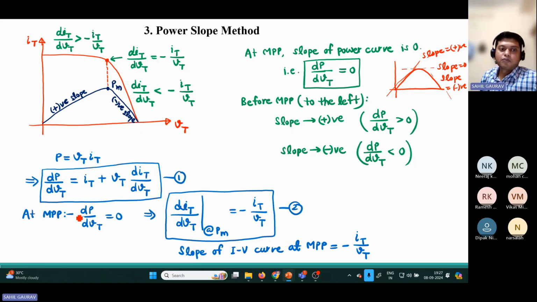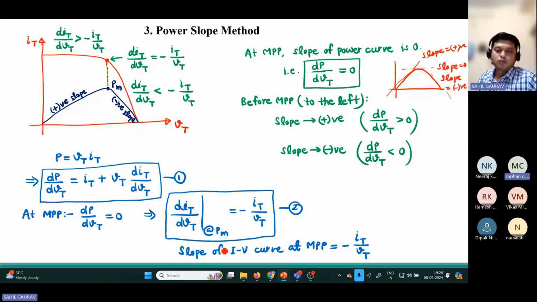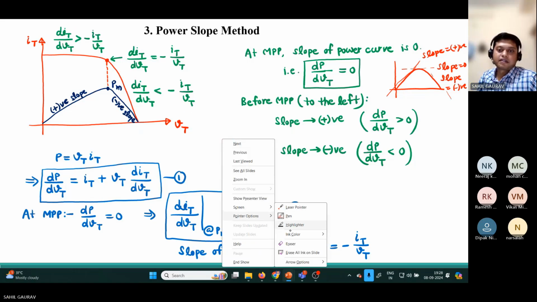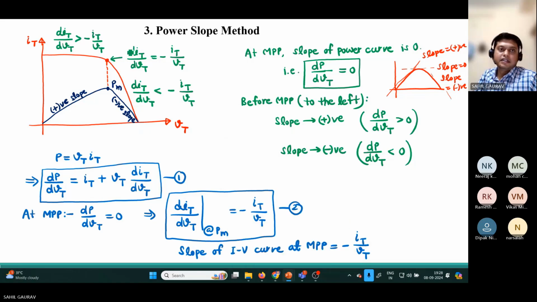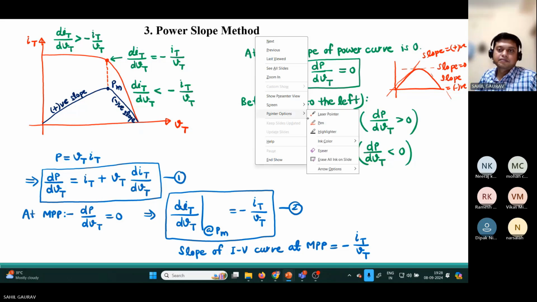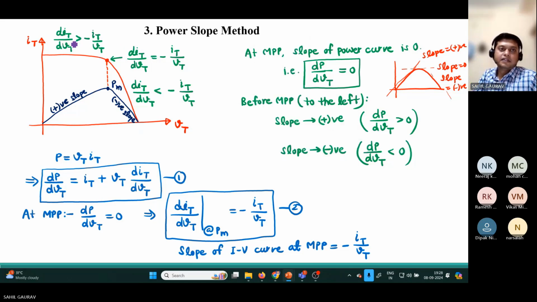Since we know that at the maximum power point this derivative will be 0, putting this derivative equal to 0, you will get dI/dV, the derivative of I with respect to V, at maximum power point equal to minus I upon V. So this is the second equation. From here you can say that the slope of the IV curve at MPP is minus I upon V. And one can verify this also. If you see the slope of the IV curve at MPP, it is negative.